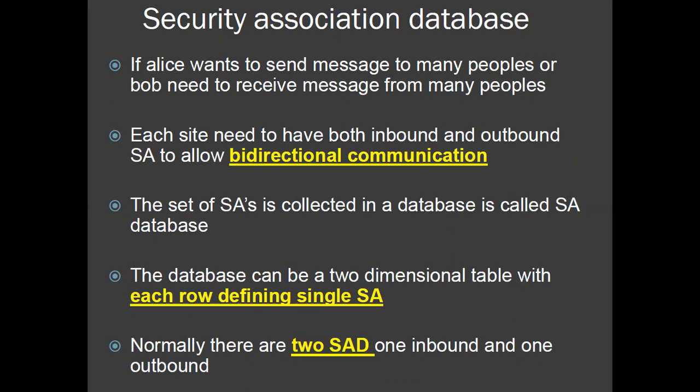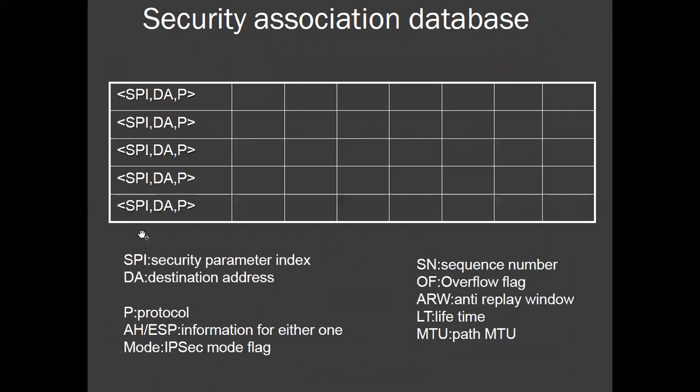This database can be thought of as a two-dimensional table, with each row defining a single security association. Your security association database will look like this. Each row is responsible for defining a single security association, and normally there are two security association databases: an inbound security association database and an outbound security association database. Here we have SPI, which is the security parameter index. Then we have a destination address, and P indicating the protocol to be used. These are the different parameters.